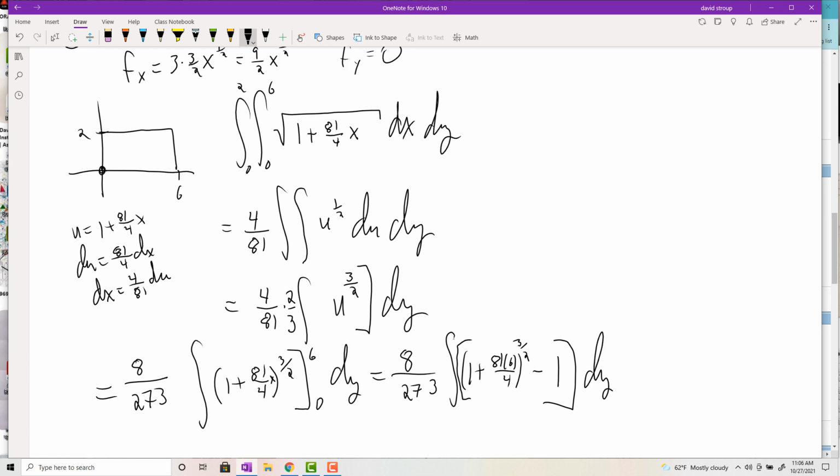Simplifying a little bit, so what do we have? 3 all over 2. So this will be 1 plus 273 all over 2 to the 3 halves minus 1. And then 2 halves plus 273 halves is 275 halves to the 3 halves minus 1.